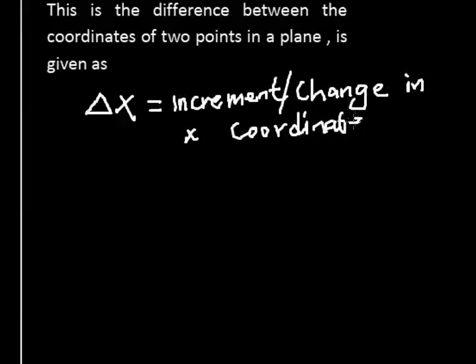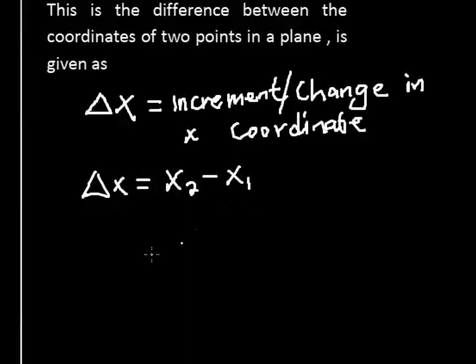So that's what it means. And how do I get the change? Okay, change always occurs when there are 2 points, the initial point and the final point. Now let's say the initial point is x1 and the final point is x2. So change in x is going to be x2 minus x1.